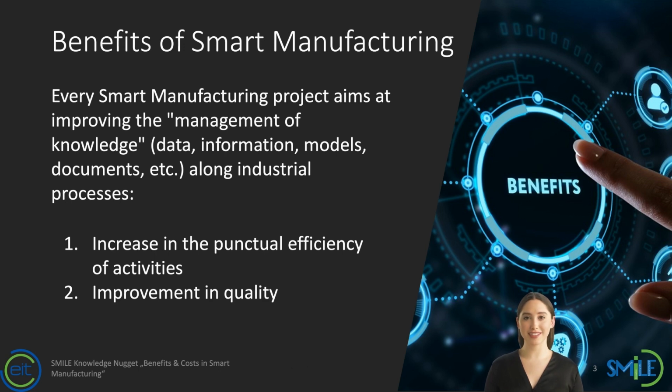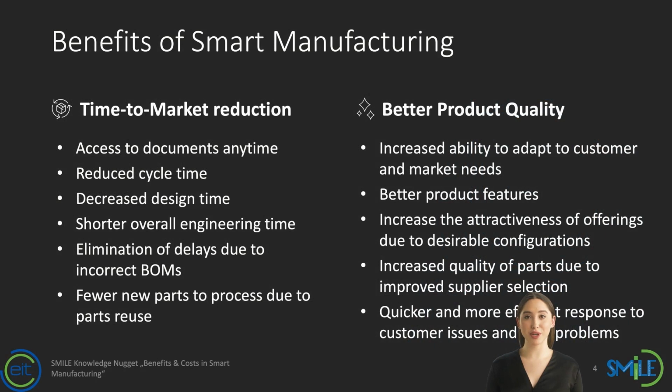along industrial processes. This improvement can take different forms, depending on the context in which it is declined. For example, it can correspond to an increase in the punctual efficiency of activities, through which to compress time to market and/or lead time, rather than an improvement in the quality and reliability of products and services. Digital applied to industrial processes almost automatically enables a more structured, controlled, and at the same time collaborative working model which, if adequately supported by organizational interventions, can allow important productivity recoveries.